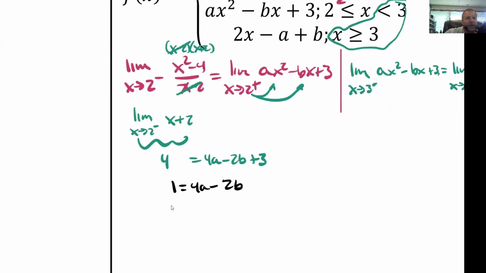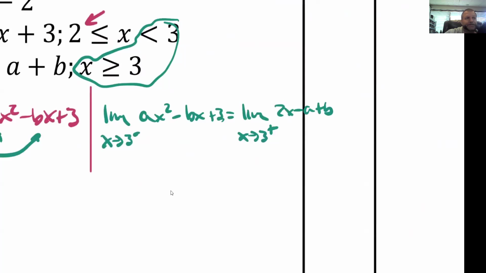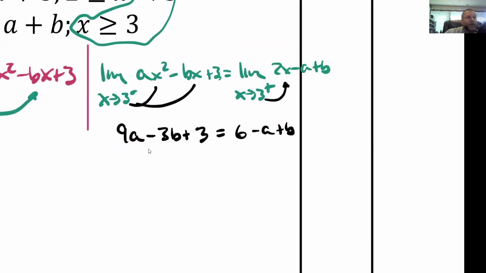All right, so again, I have two variables, one equation. I need another equation that has a's and b's, which I'm going to get from over here. So when I plug in a 3 for x, I'm going to get 9a minus 3b plus 3. I'll plug in a 3 here. I'm going to get 6 minus a plus b. So I'm going to move my a's and b's over. I'm going to get all of my a's onto this side, so I'm going to get 10a. I'm going to subtract the b to get minus 4b. And then I'm going to bring this 3 over to get positive 3.